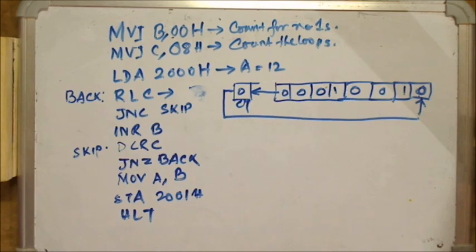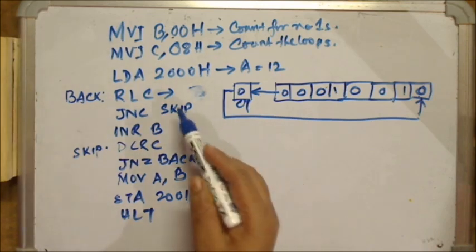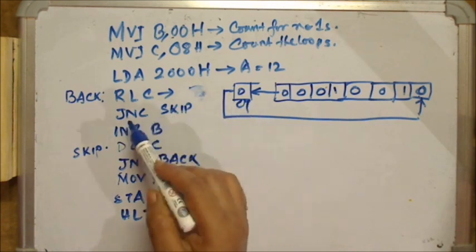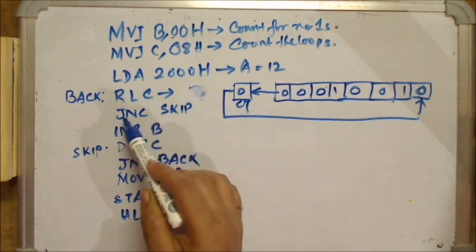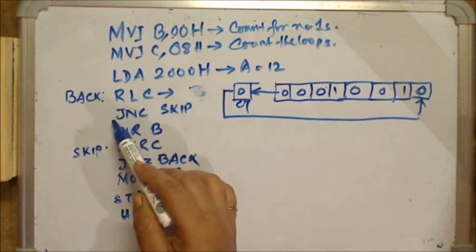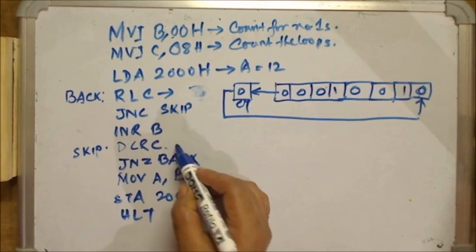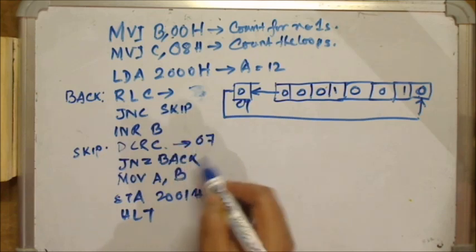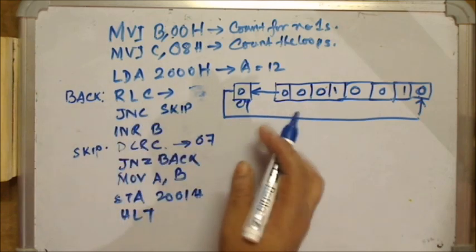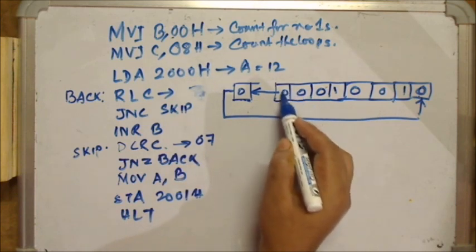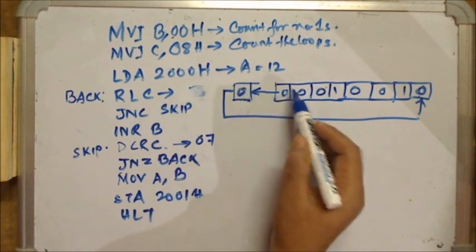Clear? So let's check RLC. It has come 1. It is 0. So you check the carry flag. It is 0, so there is no carry. So it will DCR C, so it will be 7. Again it will jump here. Again there will be RLC. So this 0 will come here, and again it will go here.